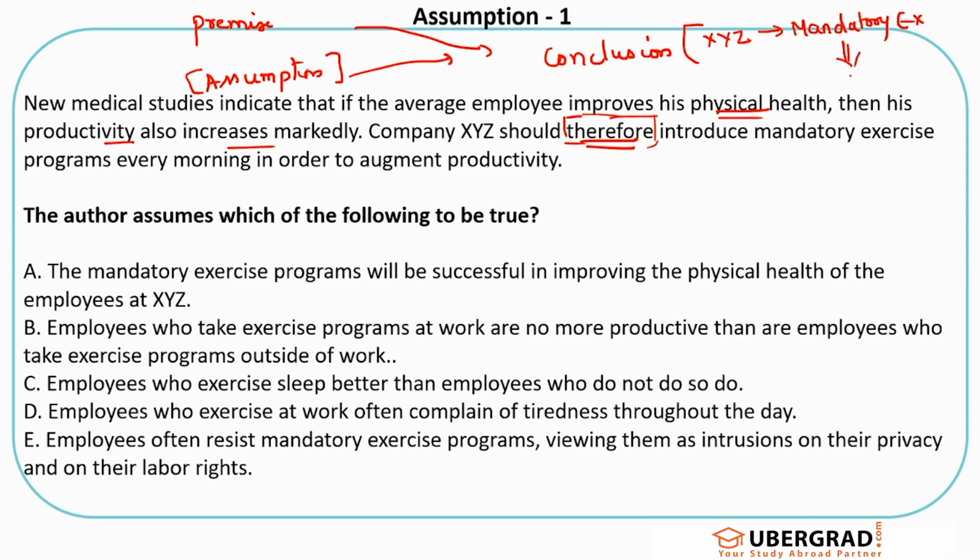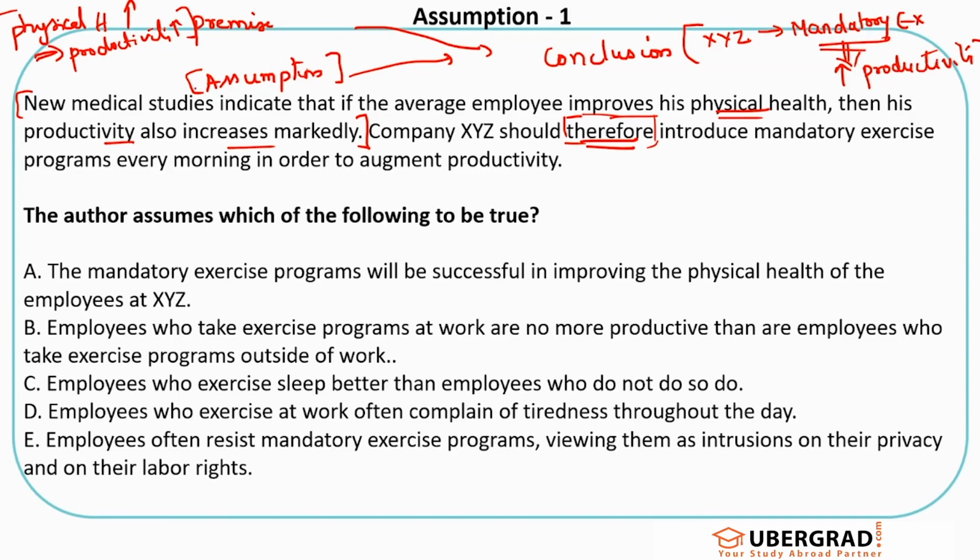The author is making the conclusion that XYZ should introduce mandatory exercise every morning to increase productivity. That's what the author felt. The conclusion he's giving is that, hence, XYZ should implement the mandatory exercise programs in the morning to improve productivity. What is the argument that the author made for it? The premise is that studies say if the average employee improves physical health, then productivity also increases. That is the premise the author has made.